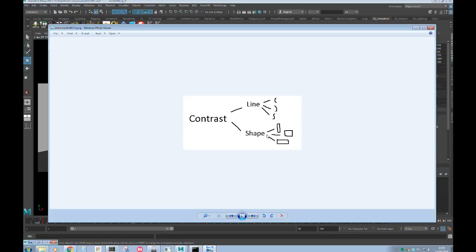Go into a rectangle and then... But that's not something I've really experimented with.